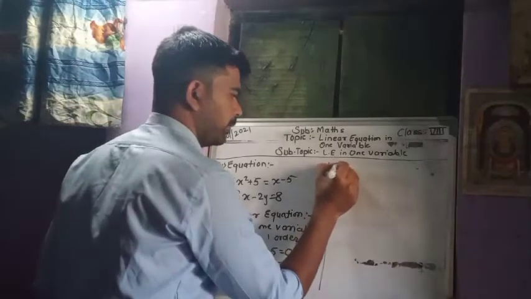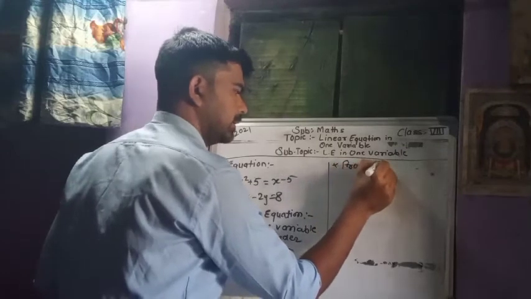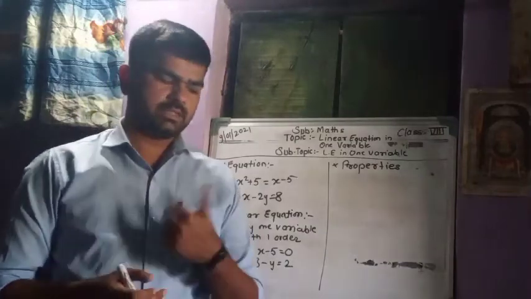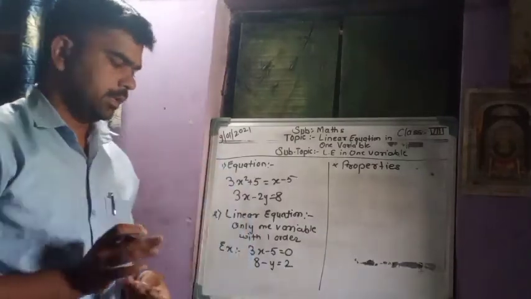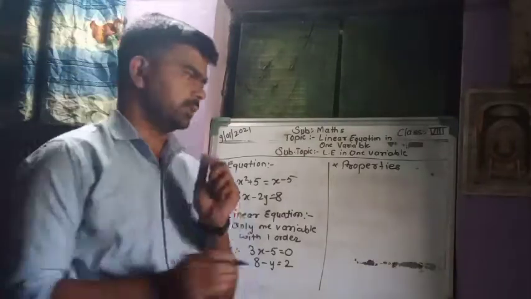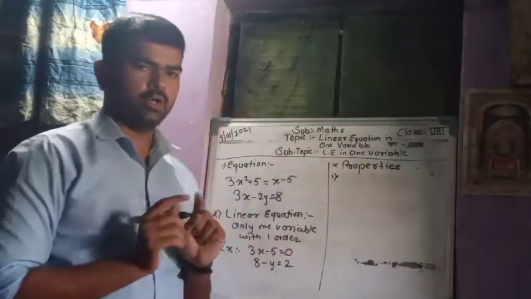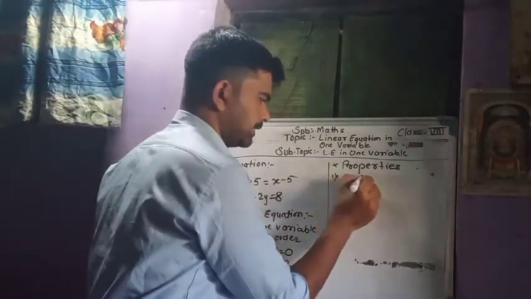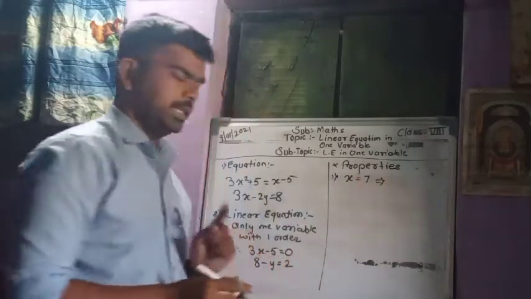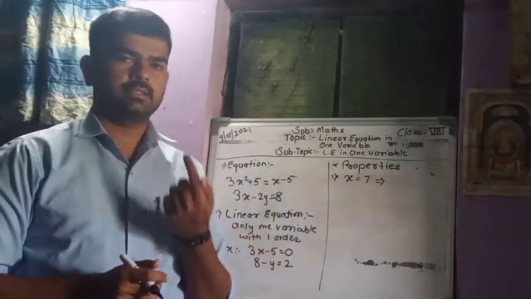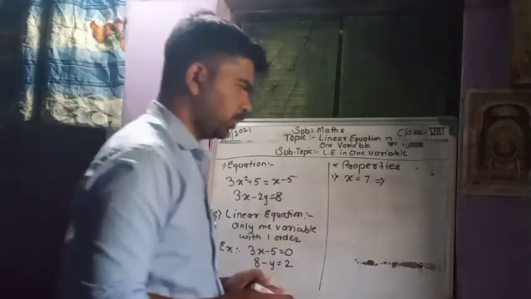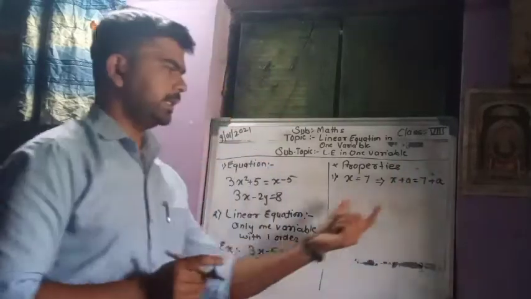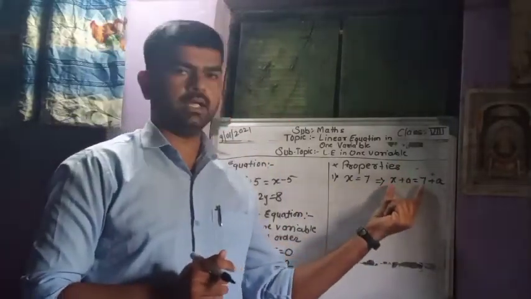So what is next? There are some properties of an equation. If the same quantity is added to both sides of the equation, the sums are equal. What is the first property? If the same quantity is added to both sides, the sums are equal. Take an example, x equal to 7. Then we have to add the same quantity to both sides, like x plus a equal to 7 plus 8. Then we'll get the sums equal.